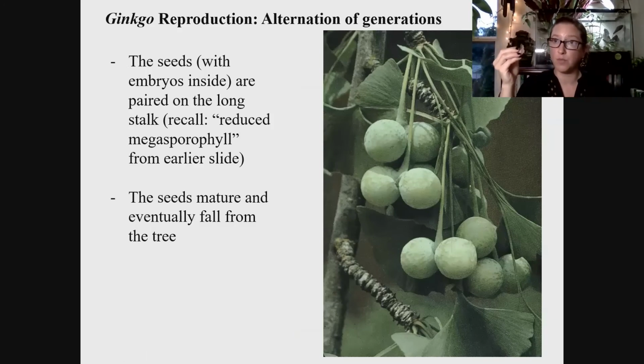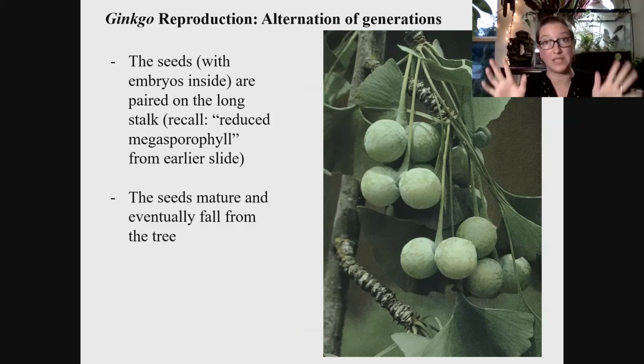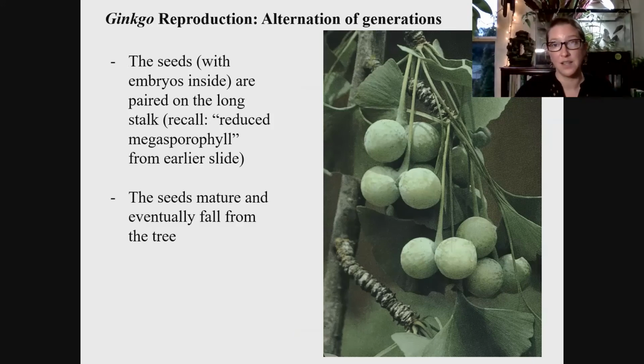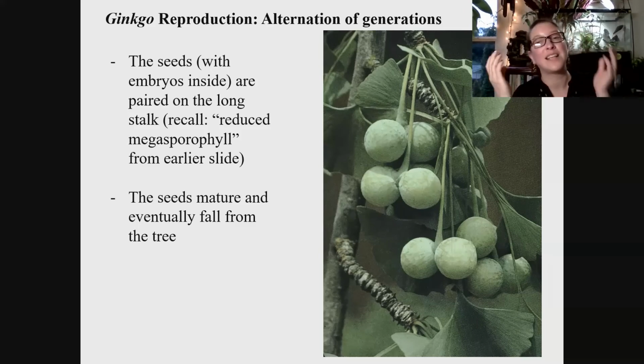Eventually, once the sperm from the pollen grain fertilizes the egg in the ovule, you'll end up with a seed, and the seeds will be where those ovules were. So just like you had ovules that were paired and on a stalk, obviously once those ovules become seeds, they will also be a pair of seeds on one stalk. So that's where they were ovules before they were fertilized. Eventually the seeds mature and fall from the tree. And ginkgo seeds stink. They smell awful.